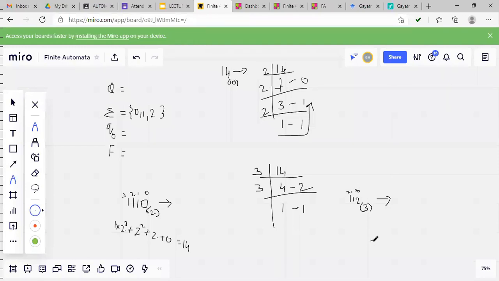So what we'll have, 3 square into 1 plus 3 raised to 1 into 1, right? I'm not writing that 1 because it is the same thing, but if you're getting confused, I'll write it. Plus 3 raised to 0 into 2. I should get 14. Let's see. 3 square into 1 is 9. 3 raised to 1 is 3 into 1 is 3.